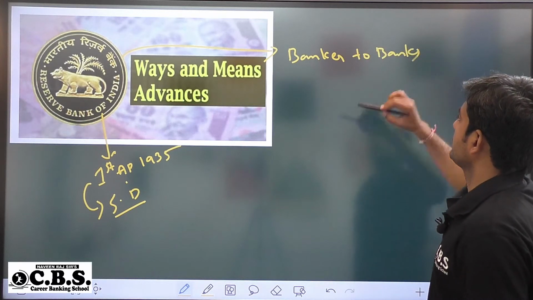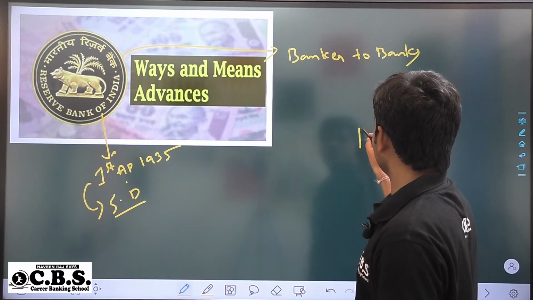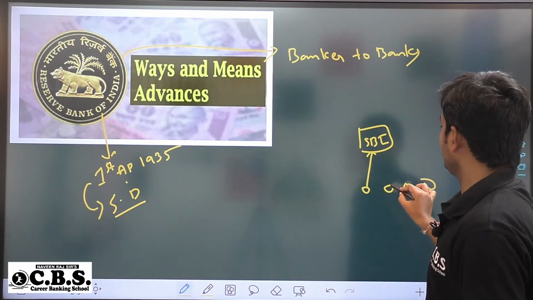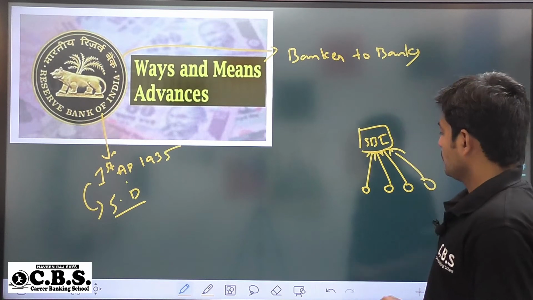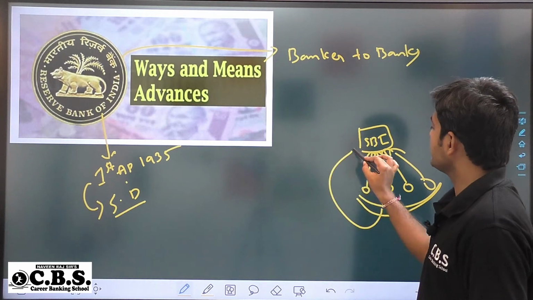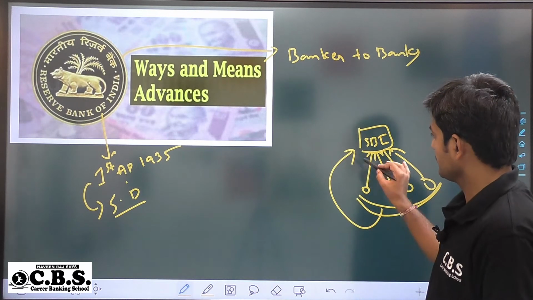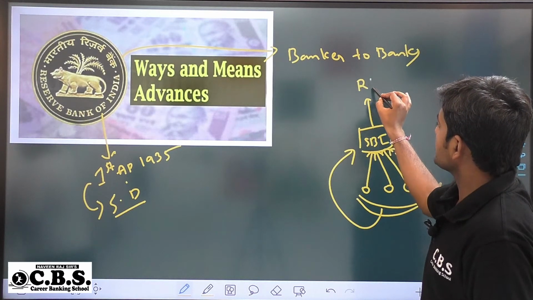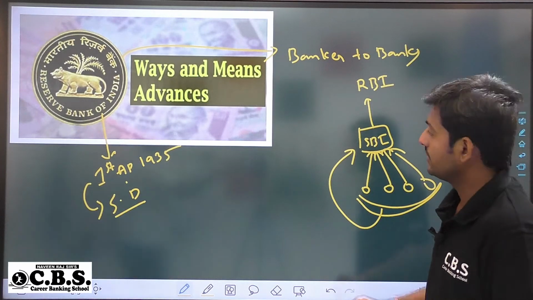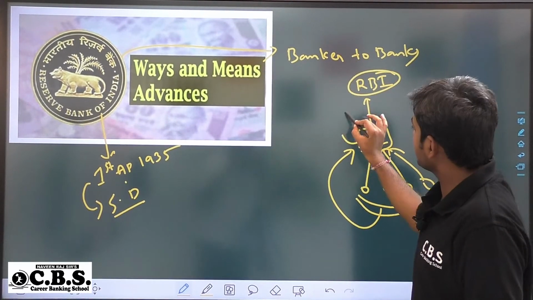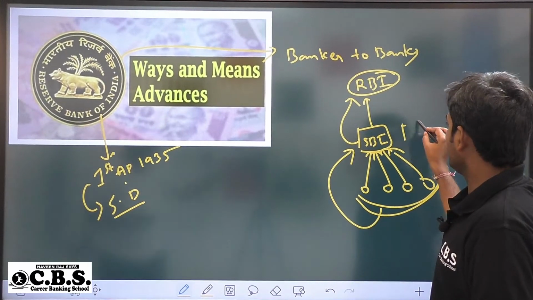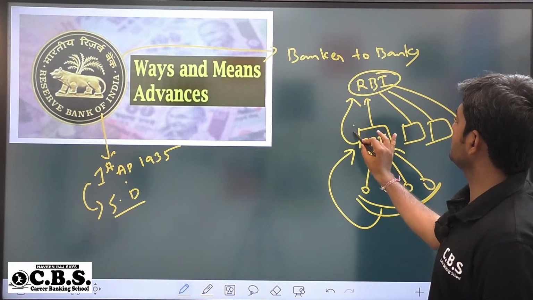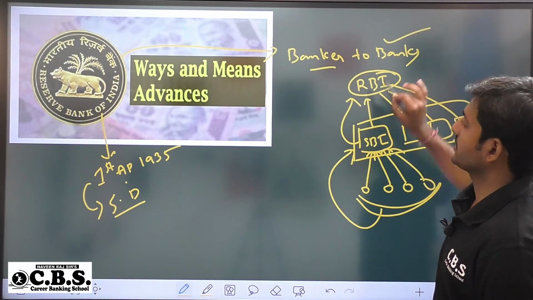Banker to banks. What is the meaning of it? For example, this is State Bank of India. Individual persons borrow money from State Bank of India. So, for individual persons, banker is SBI. SBI borrows money from Reserve Bank of India. Here, RBI is the banker to SBI. Like this, several commercial banks take loans from RBI. That is why RBI is known as banker to banks.